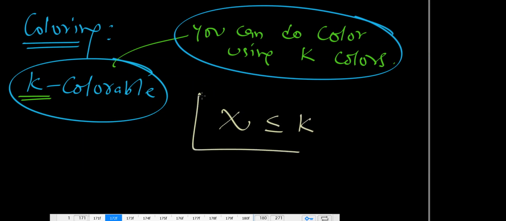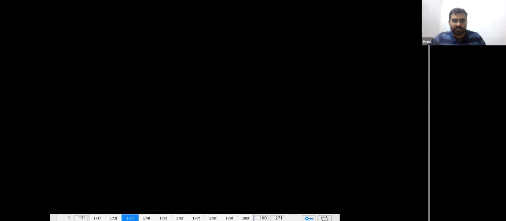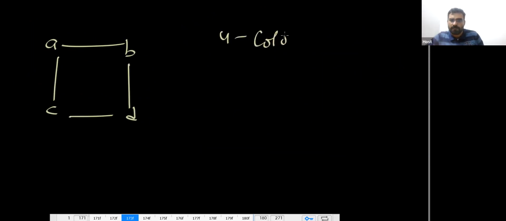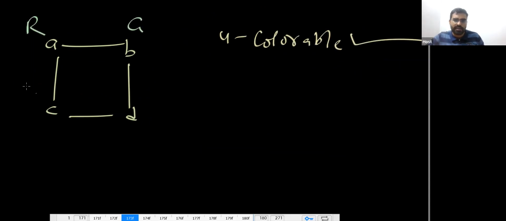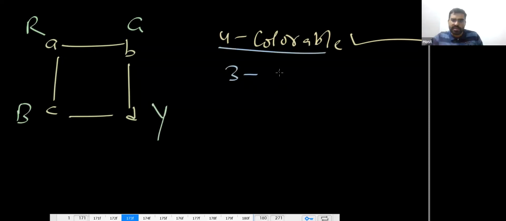See, if you can color your house using 3 colors, it simply means the minimum number of colors you need will be less than or equal to 3. Maybe you are using one extra color, maybe you can do it using 2 colors. For example, this graph A, B, C, D is 4 colorable, because I can give red, green, black, yellow. So this is 4 colorable.